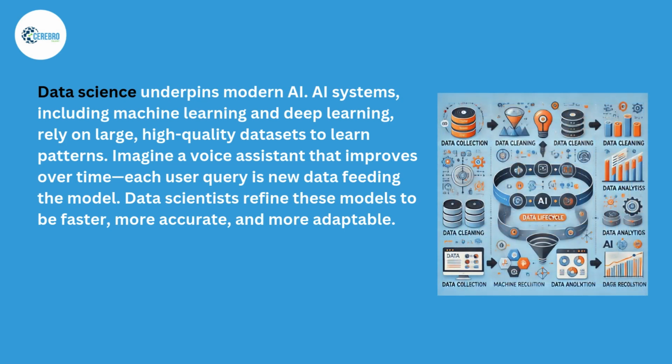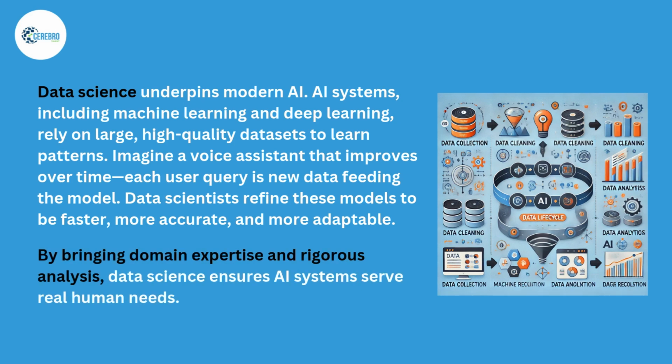Data science underpins modern AI. AI systems, including machine learning and deep learning, rely on large, high-quality data sets to learn patterns. Imagine a voice assistant that improves over time. Each user query is new data feeding the model. Data scientists refine these models to be faster, more accurate, and more adaptable. By bringing domain expertise and rigorous analysis, data science ensures AI systems serve real human needs.